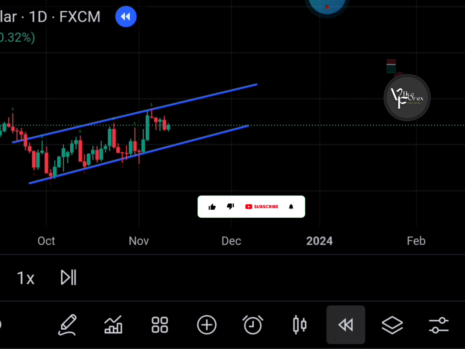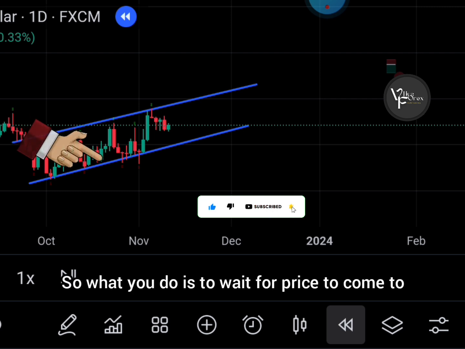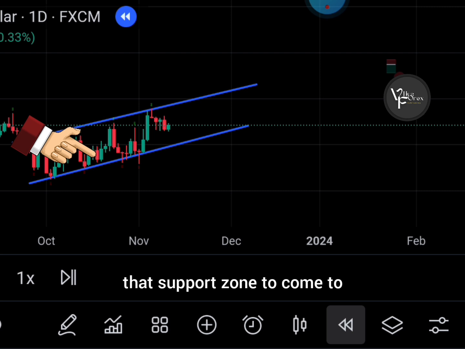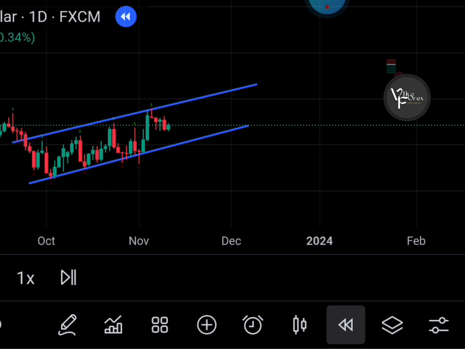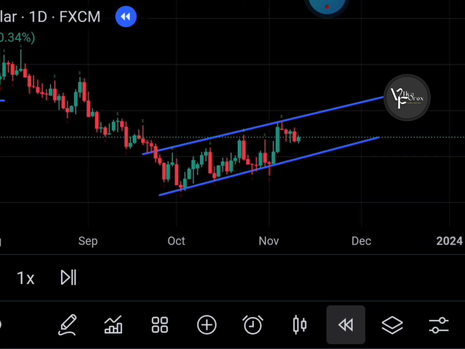So wait for price to hit the support trend line. You're waiting for price to get to this zone, and whenever price gets to that zone, you buy. That's why I prefer it: you have more probability. Your trades will do far better when you take your entries from the support trend line, not the resistance, because the trend is your friend.